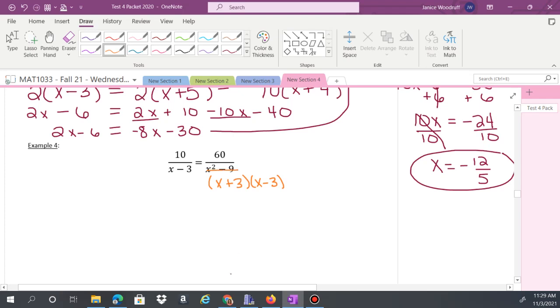Okay, let's note our restrictions. You have an x minus 3. Set that equal to 0. That means x cannot be positive 3. And you have an x plus 3, which means x could not be negative 3. So your restrictions are 3 and negative 3. All right, I'm going to rewrite this down here.